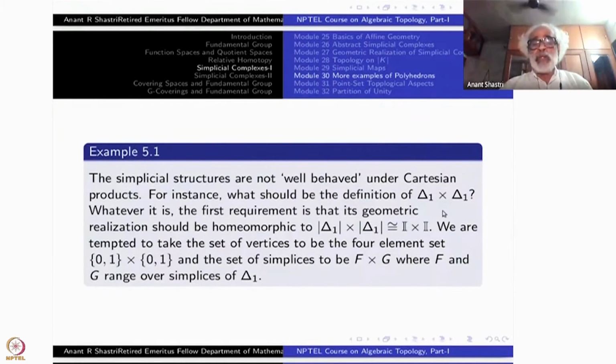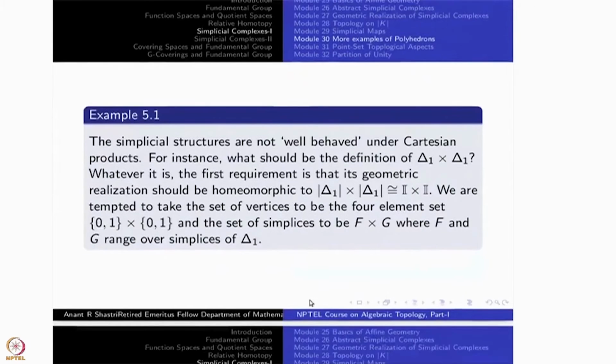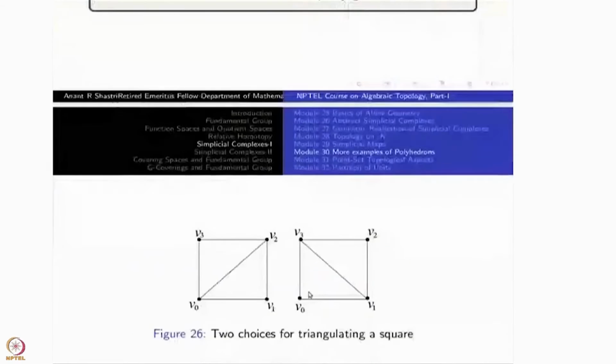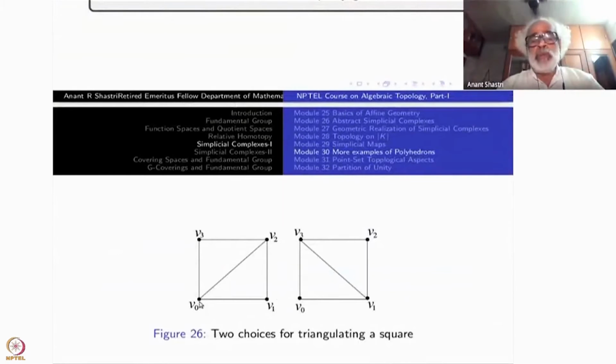Okay. If you do that, what happens is that the number of vertices, 4, is lucky. That's right. But the number of simplexes are too many. So this is depicted here in this picture. So v0, v1 is Δ^1.